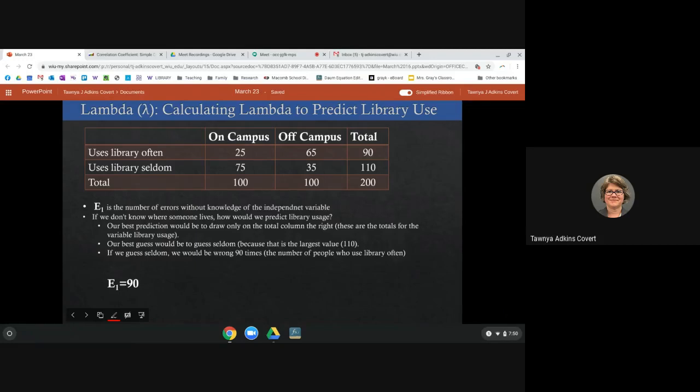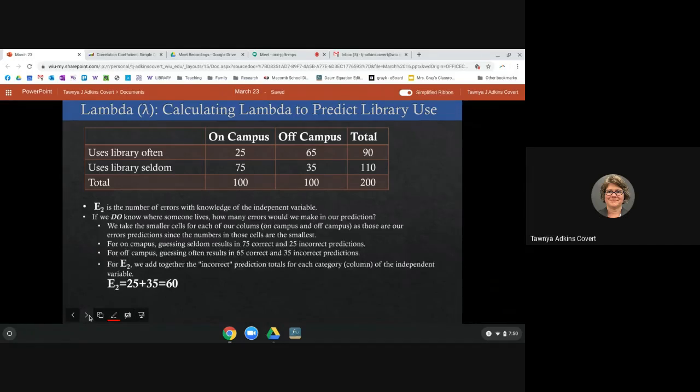So if you have a larger table, you're going to pick the larger number in each column as your best prediction, and then you're going to add up all of the potentially wrong predictions. So how many times would you be wrong? You can do this even if you have more than a 2 by 2, because all of those additional rows would be potential mistakes, or potential errors in prediction. So that's how we get to our expected number of errors without knowledge of the independent variable.